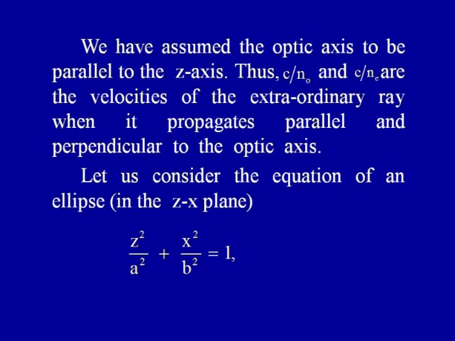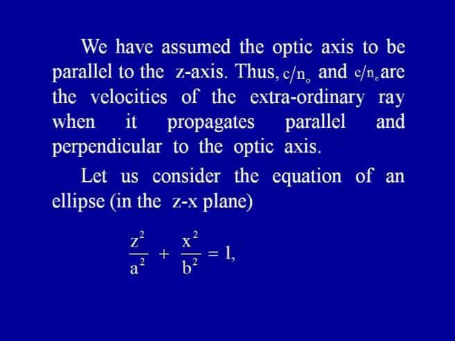The c/n_O and c/n_E are the velocities of the extraordinary ray when it propagates parallel and perpendicular to the optic axis. Parallel to the optic axis means θ equal to 0. Perpendicular to the optic axis means θ equal to π/2.